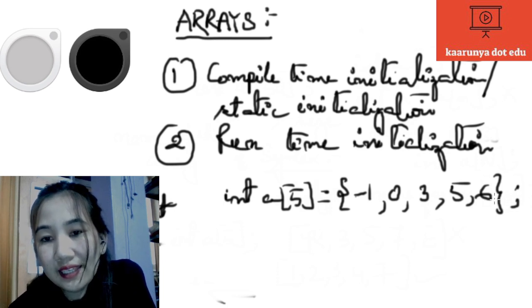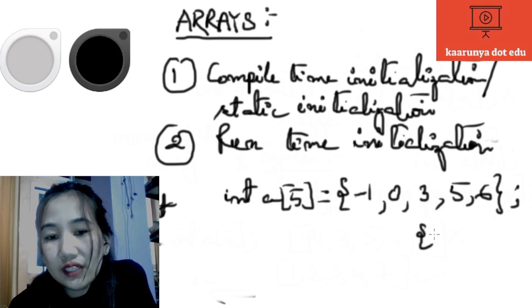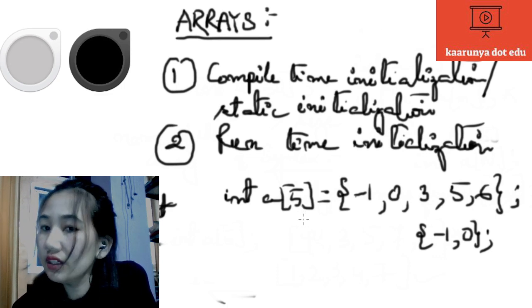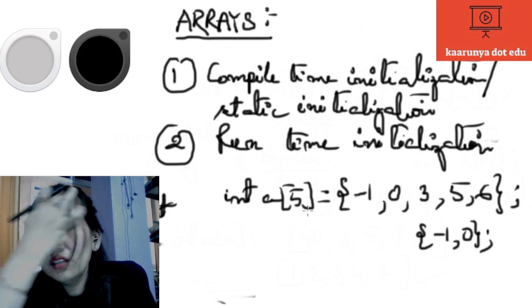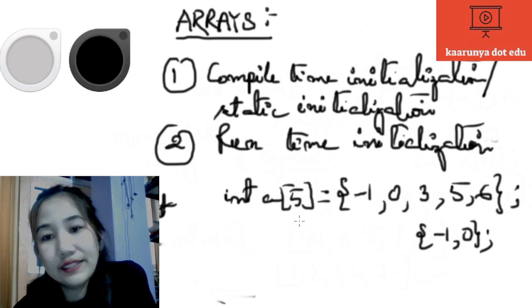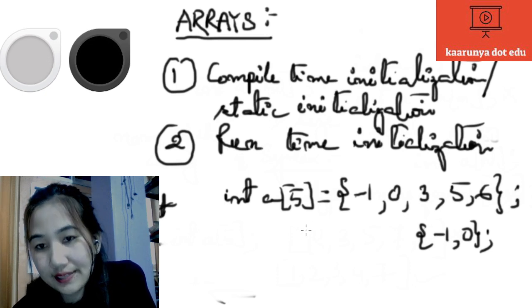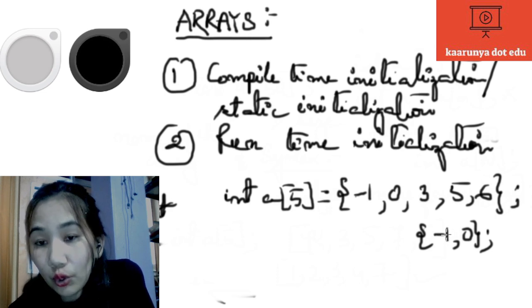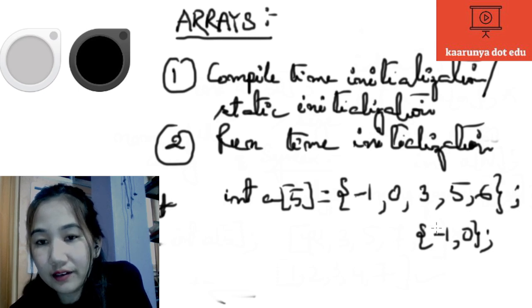And of course, somebody might be thinking, what if we write only -1 and 0, and what if the size of our array is 5? We have declared the size here. The size here is 5. But what if we have initialized only -1 and 0? Will this give us an error? No, of course not. This is not going to give us an error.